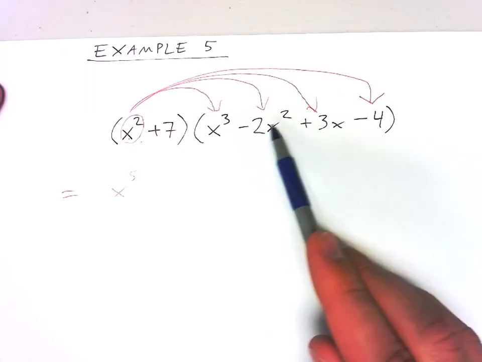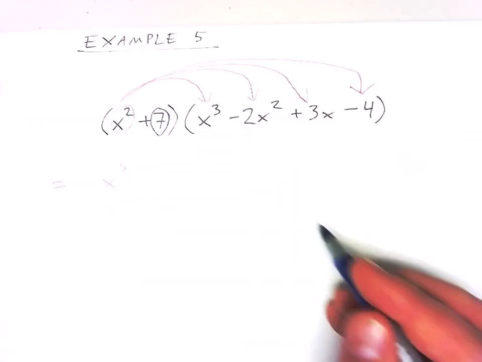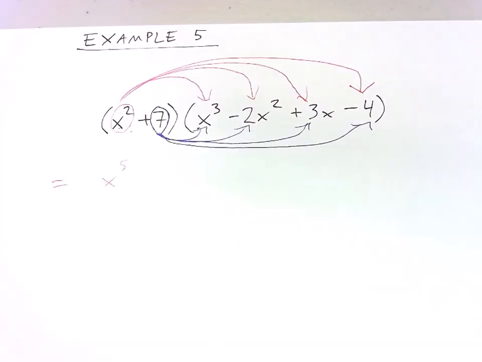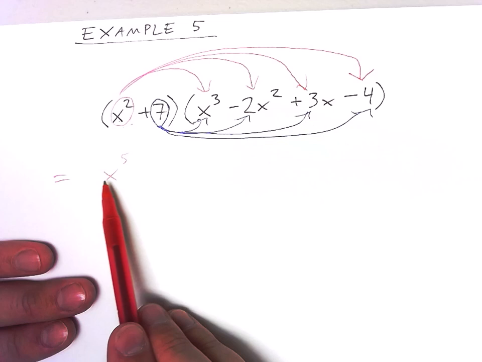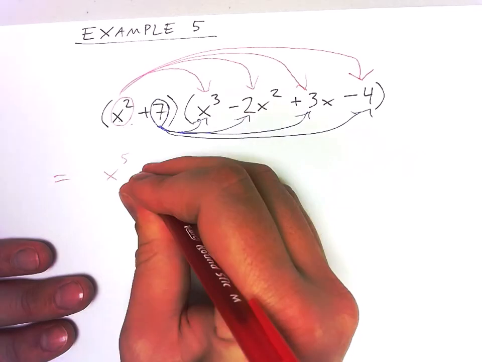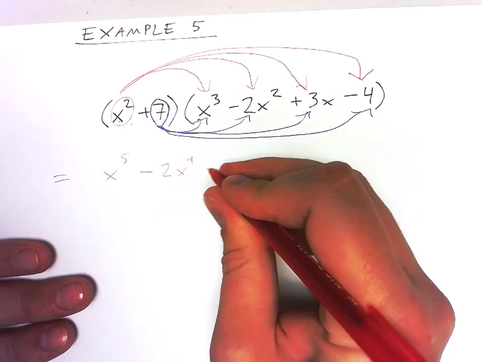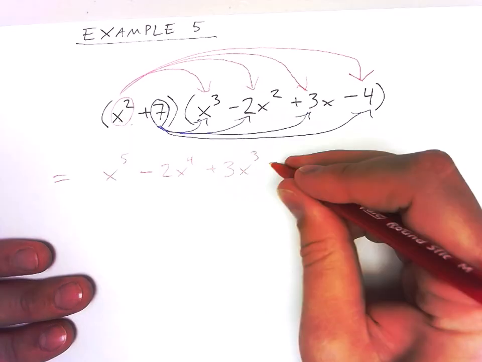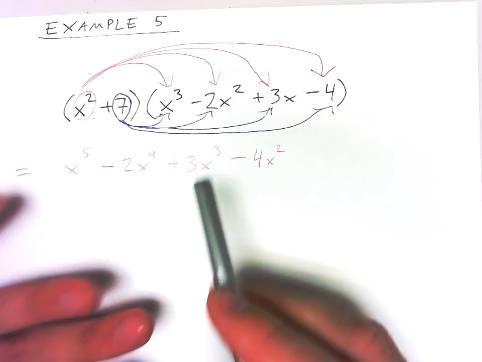So I was just saying how you multiply the first term here times each of these terms. Now you're going to take the second term and multiply it times each of those terms. But first let me finish writing all the first ones. So we had x squared times x cubed is x to the 5th. X squared times negative 2x squared would be minus 2x to the 4th. X squared times 3x would be 3x cubed. X squared times negative 4 will be minus 4x squared.